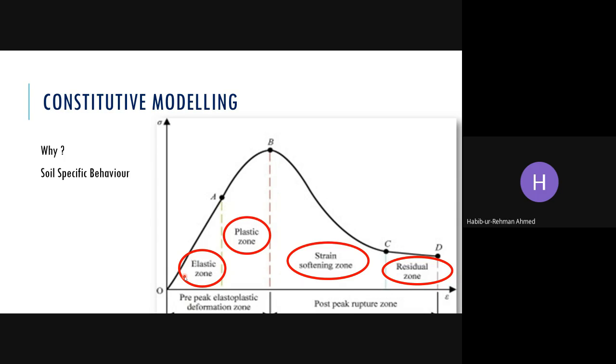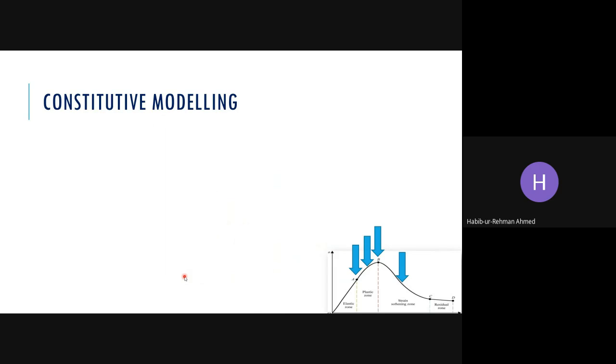Now, I have just used qualitative terminologies like plastic zone. But how do we define the plastic zone in terms of mathematics? Let's see in the next slide. I have just brought this one in a smaller part. I hope you can see these, or at least you can remember which zones are over here.